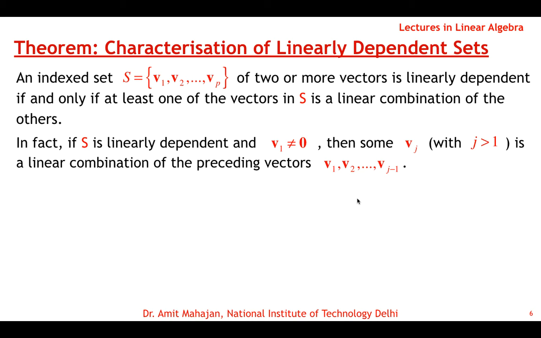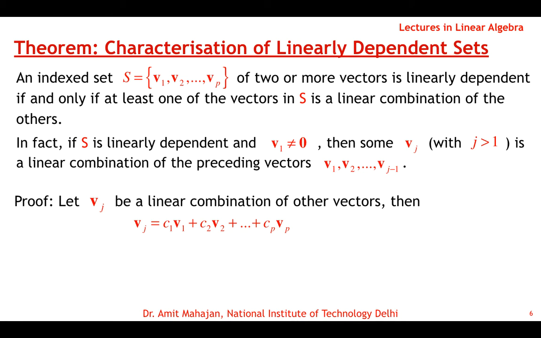Okay, so we'll prove this result. Let us first take that there is at least one vector in the set S which is a linear combination of the other vectors. Let Vj be a linear combination of other vectors, then clearly we can write Vj as a linear combination of all other vectors.